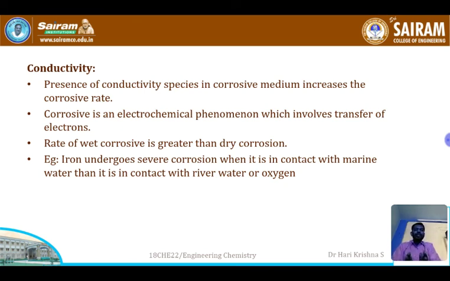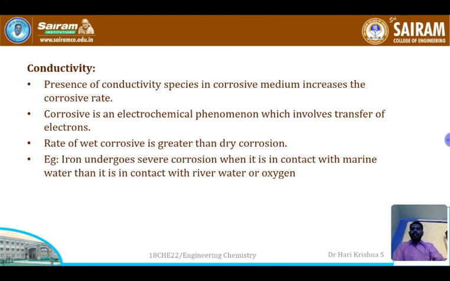When you compare the corrosion of iron in normal water and in saline water, the metal undergoes severe corrosion in saline water than in normal river water, because electrochemical reactions occur more severely in saline water, as the conductivity is more there. So conducting species in the corrosive medium increase the corrosion rate. What are those conducting species? That is NaCl. These are the various factors which affect the rate of corrosion.